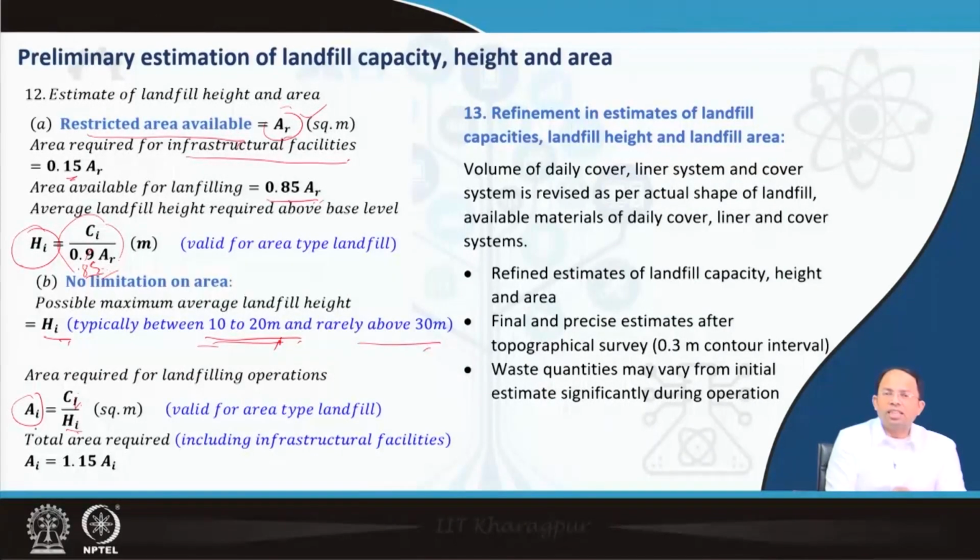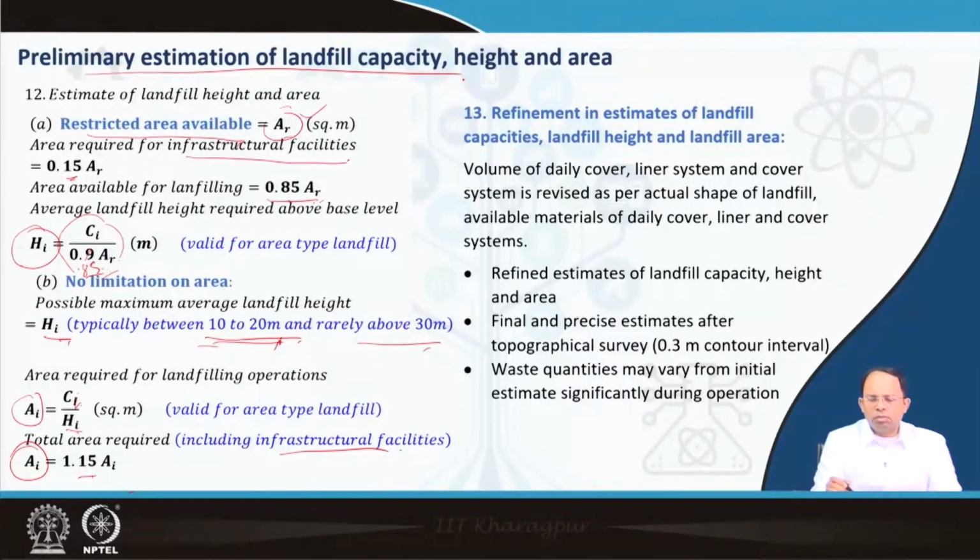Now this area is just for the storage of waste. So for additional area required for infrastructure, we have to add another 15%, which becomes 1.15 Ai. So this is the total area that would be required for the landfill site. Now, as you understand, this is the preliminary estimation of the landfill capacity, and that also a very, very crude estimation. I will show you some examples later.